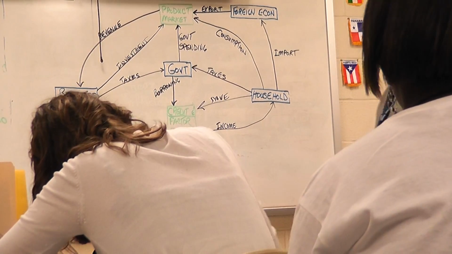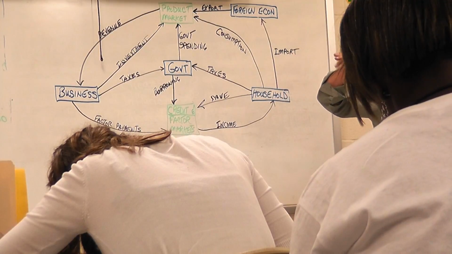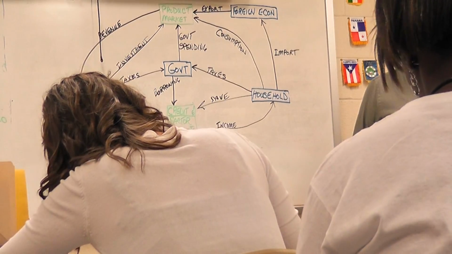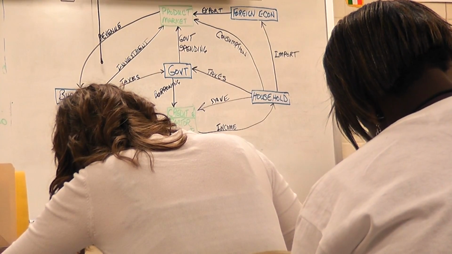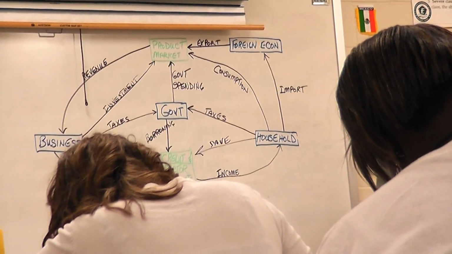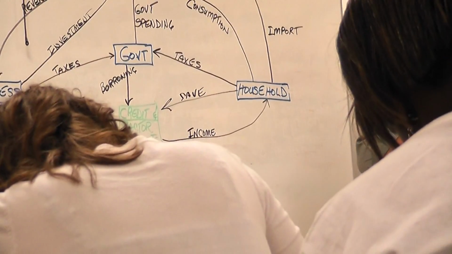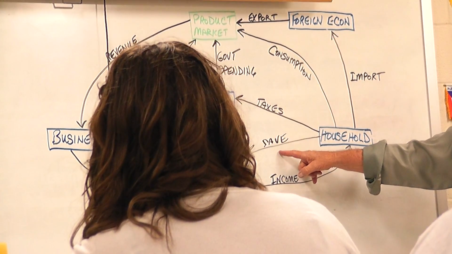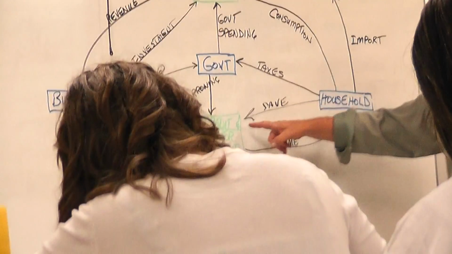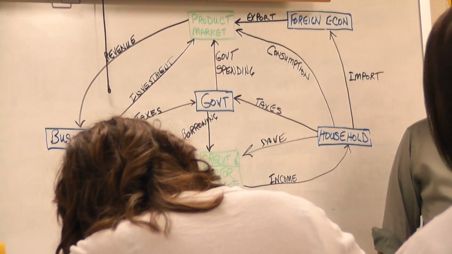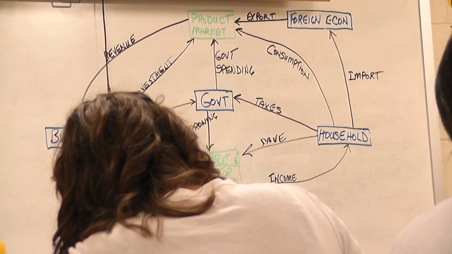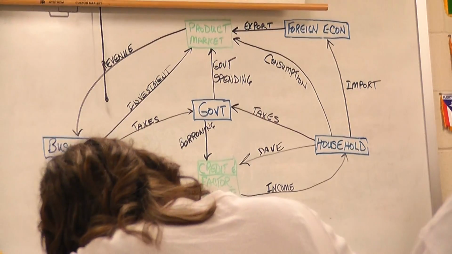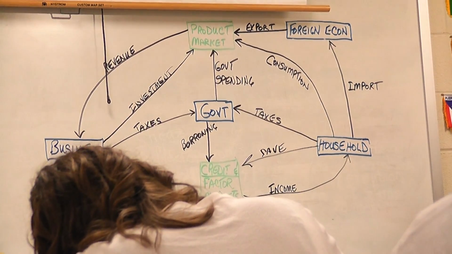So the first one is imports, when you're buying imports. The second one is consumption. You're buying anything, you know, you're buying stuff. Food, clothing, whatever. And the third one is taxes. You have to pay Uncle Sam taxes. And the fourth one is you can save it. You can put it in a bank down here. Okay. Now, that's what you can do. And that's all you can do.